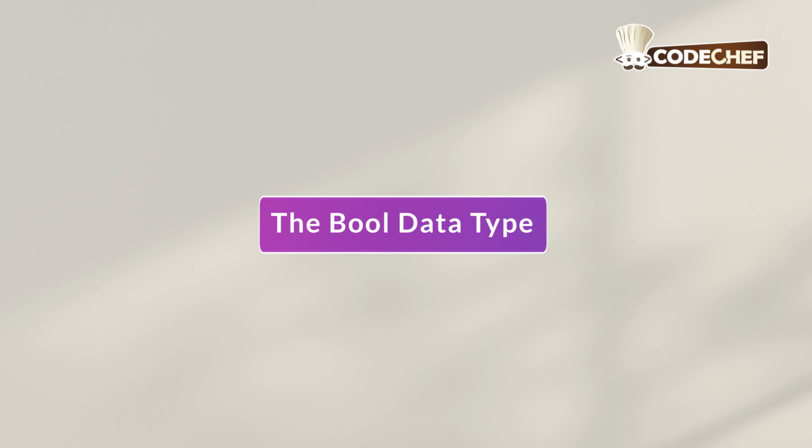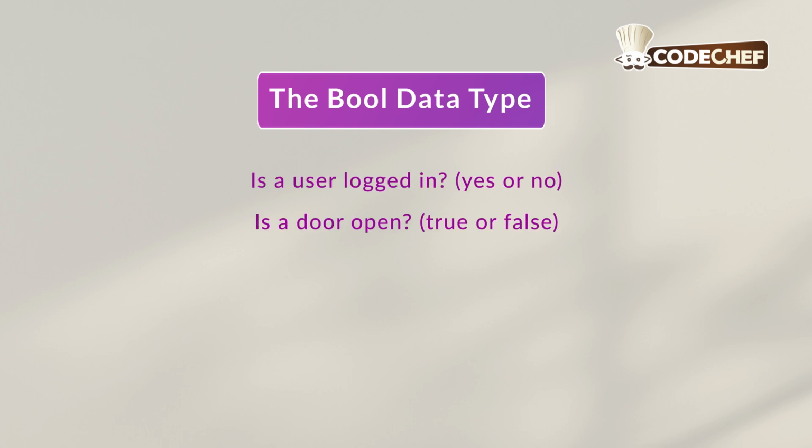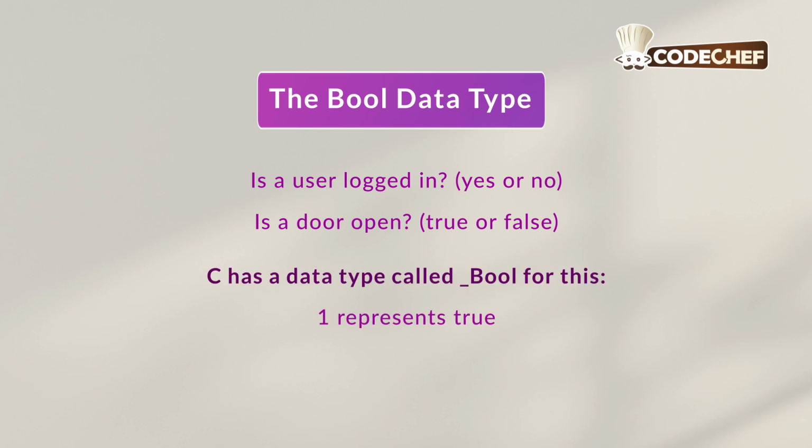Finally, let's talk about Boolean values. In programming, we often need to represent something as either true or false, like is a user logged in, yes or no, is a door open, true or false. C has a data type called bool for this. 1 represents true, 0 represents false. We use %d to print Boolean values since they are stored as 0 or 1.